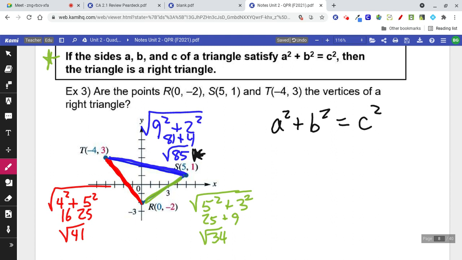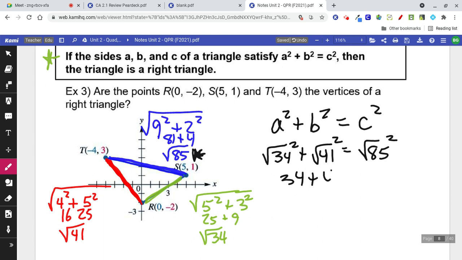So we are going square root of 85 over here squared. And it doesn't really matter which one's A and which one's B, as long as you've got the two small sides together. Now, remember from algebra class, when you square a square root, it goes away. And keep in mind, we're asking ourselves a question. Is this true?